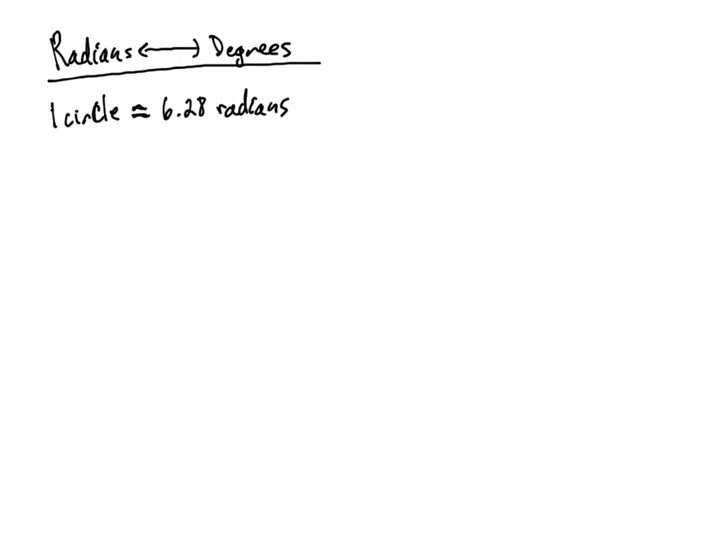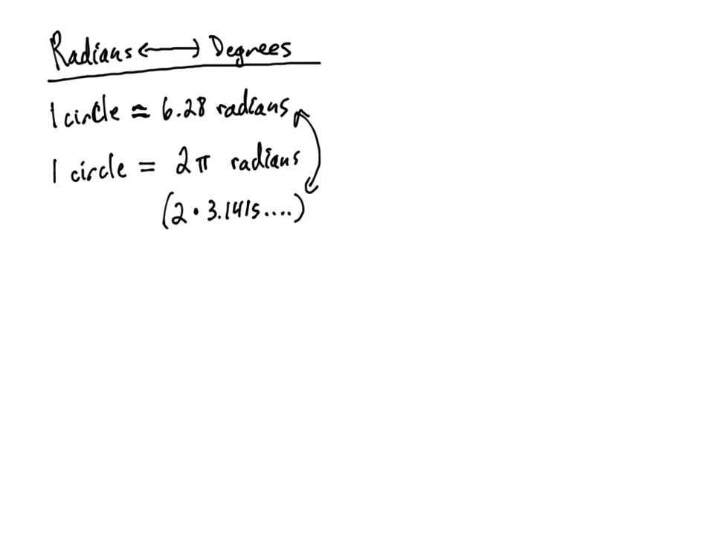And so that's about, because it doesn't come out, that's a rounded number. But precisely 1 circle is equal to 2 pi radians. Pi is just a number. That just means 2 times 3.1415, etc. So that's why this is a rounded value. 6.28 is rounded, but 2 pi is a precise value. So 1 circle has 2 pi radians.